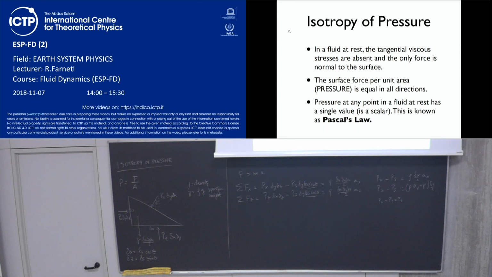So the fact that the pressure at any point in a fluid at rest has the same value reduces it to a scalar. Okay? And this is just called Pascal's law. So in a fluid at rest, every point has the same value of pressure. Okay? And that's called Pascal's law, which, we will see an example, is used in many engineering applications. Okay?